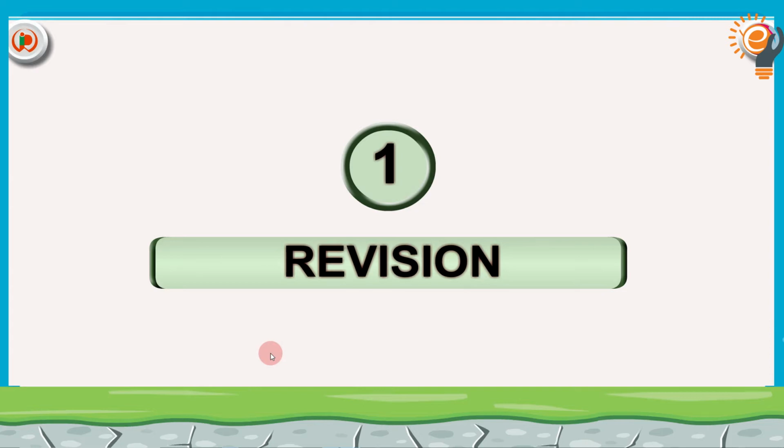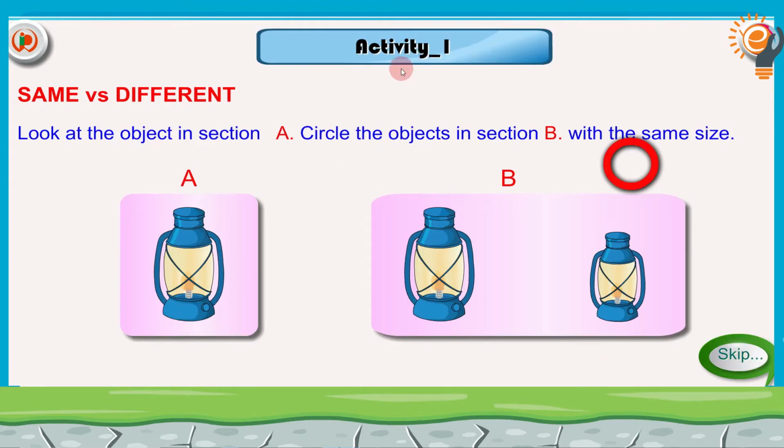Today we will do the mathematics subject and the first chapter, revision. So in the revision chapter we will do activity 1, same versus different. Look at the object in section A. So this is section A and this is the object here.